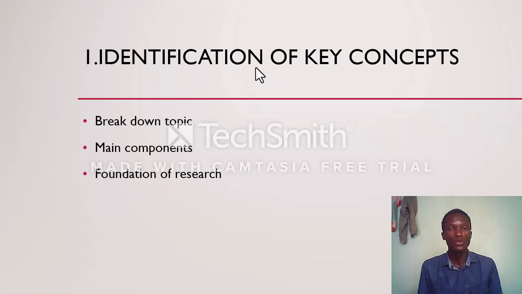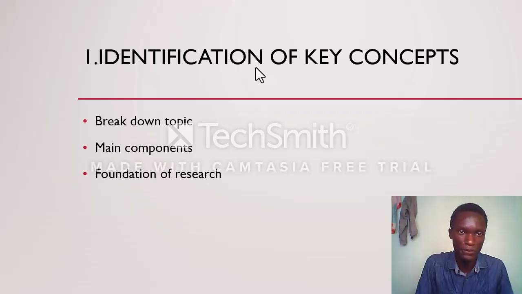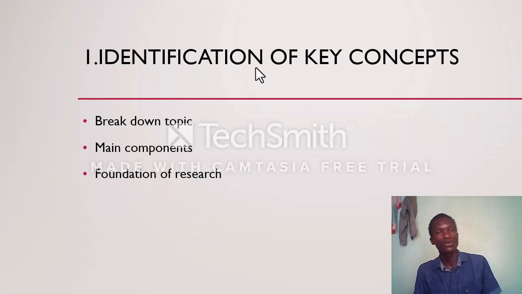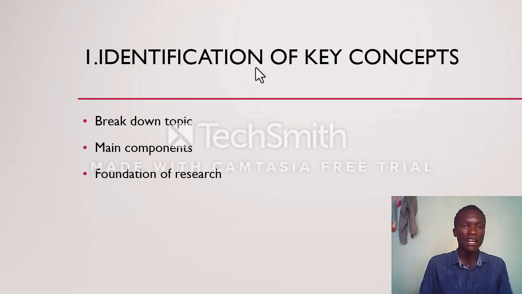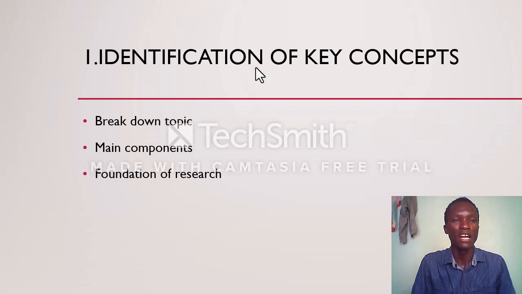So as our point was, the first point was identification of key concepts. When you're doing research, or carrying out a project, or maybe coursework, one thing you must do is break down the topic. You have to break down the topic so that your audience or your readers can know which topic they are reading and which content they will be reading.